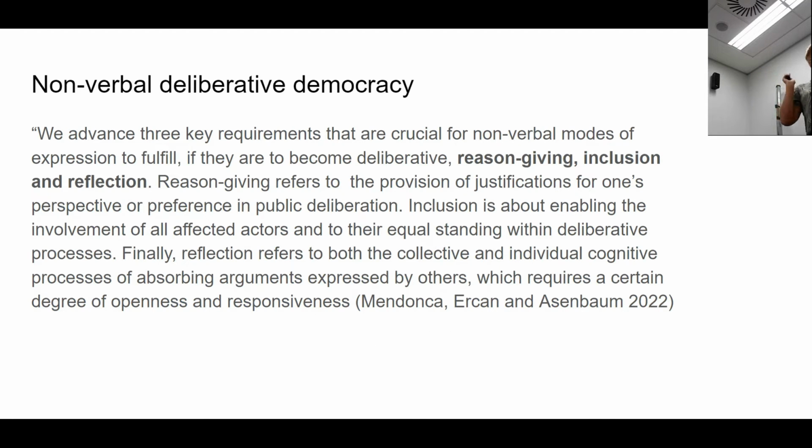Anyway, I had this wonderful quote from Hans and Selle. All of this is obviously one of the reasons why I'm happy to be here, because I think the way that you are working with deliberation is often much more nuanced. In your article, I really like the way that you're talking about deliberation in relation to reason, giving inclusion and reflection about non-verbal deliberation. So that's really important for my understanding.